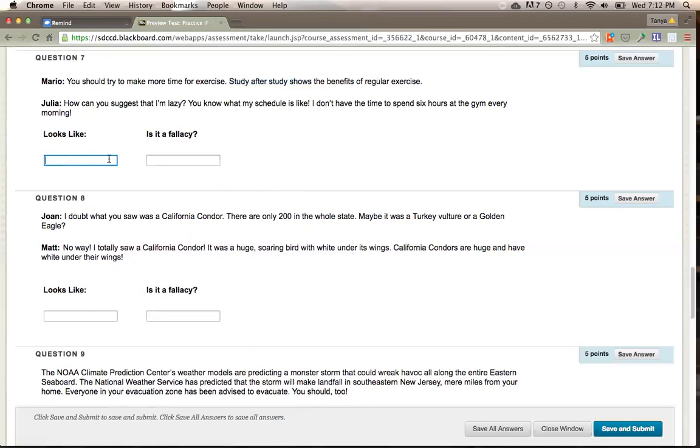Julia has not actually responded to the argument in any way, but instead has presented a straw person argument, which is much easier to defend. Julia's probably not lazy. She just needs to exercise some more. So is this a fallacy? Yes.